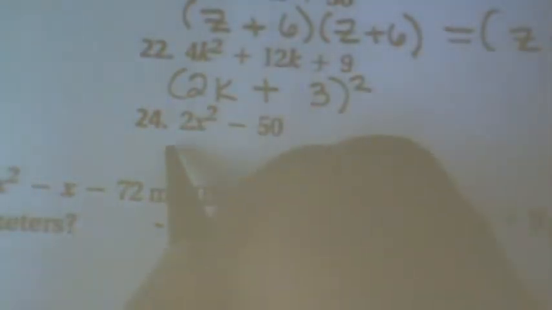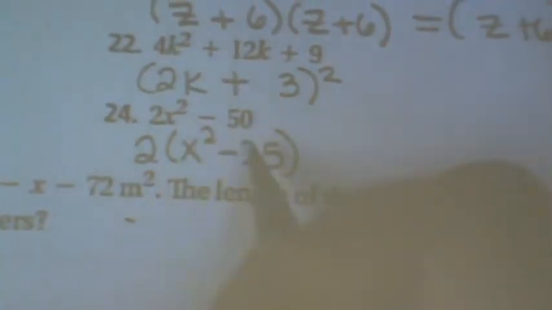Number 24, you're going to take out a 2, and you're left with x squared minus 25. And this is not completely factored because this is the difference of two perfect squares. You've got 2 times x minus 5 times x plus 5. And now it is done.